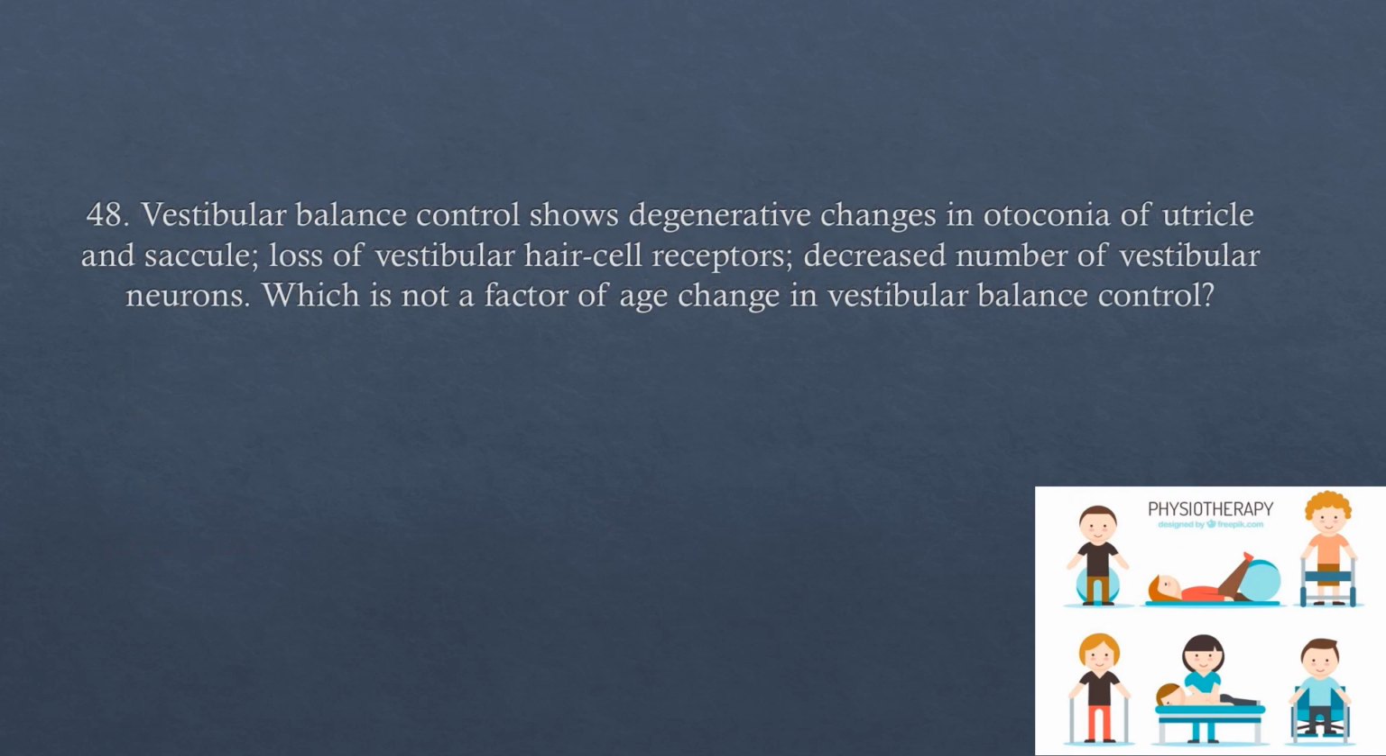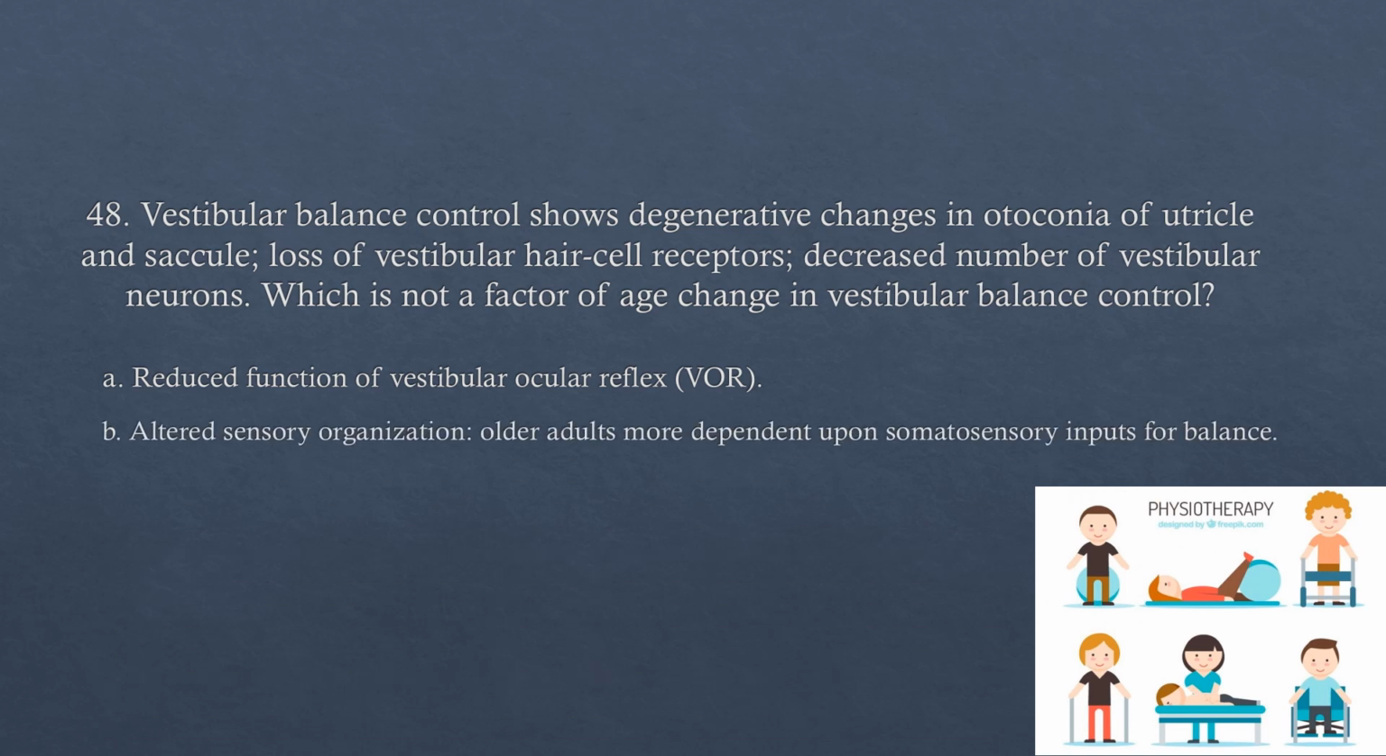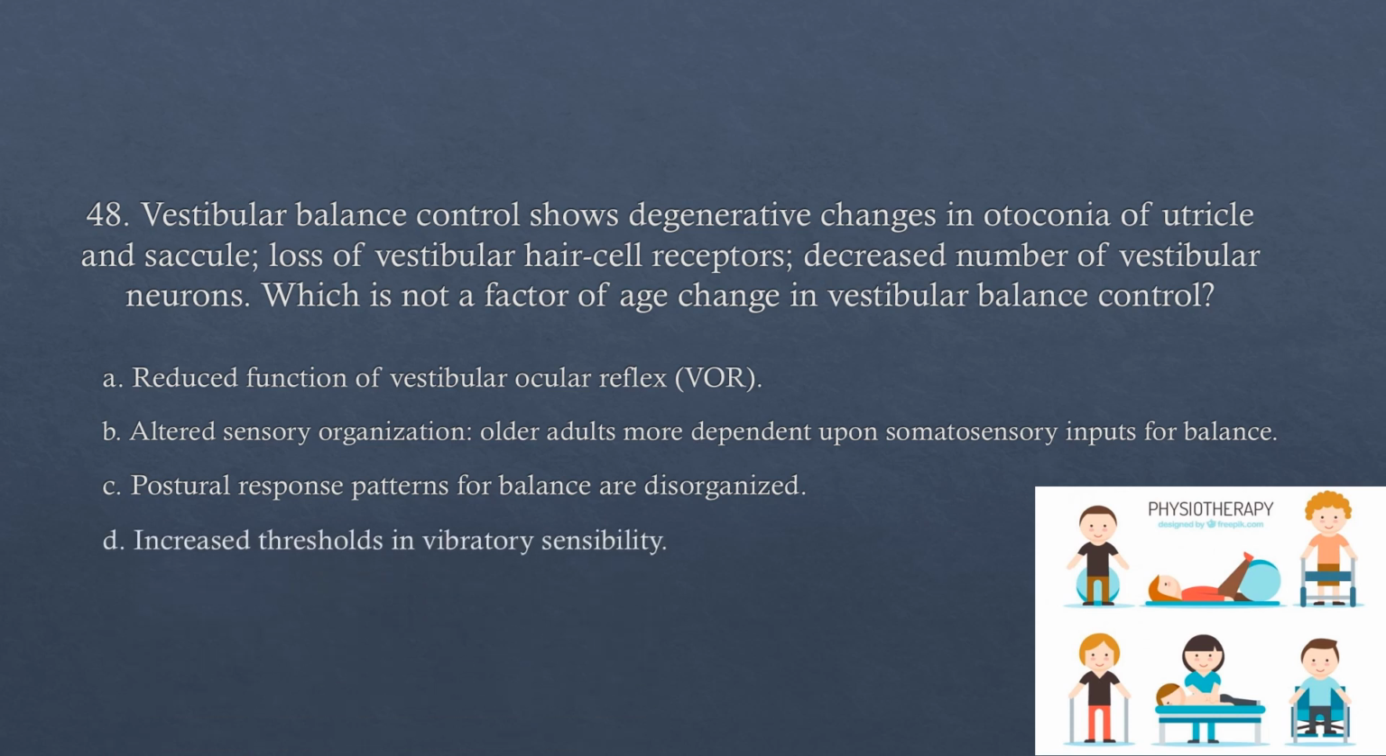Question number 48. Vestibular balance control shows degenerative changes in otoconia of utricle and saccule, loss of vestibular hair cell receptors, decreased number of vestibular neurons, which is not a factor of age change in vestibular balance control. A. Reduced function of vestibular ocular reflex. B. Altered sensory organization. Older adults more dependent upon somatosensory inputs for balance. C. Postural response patterns for balance are disorganized. Or D. Increased thresholds in vibratory sensibility.